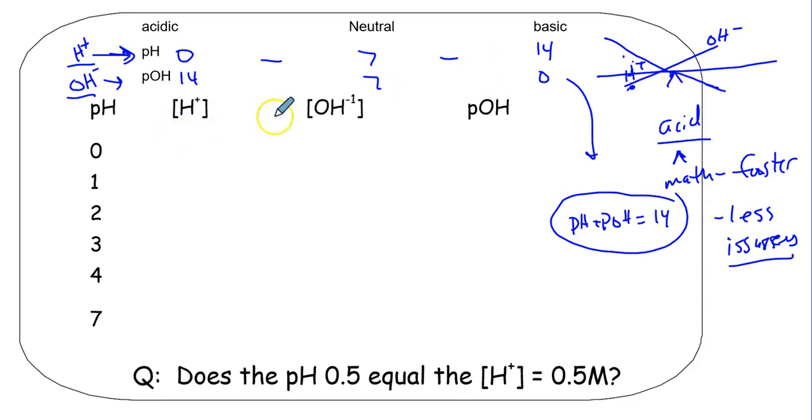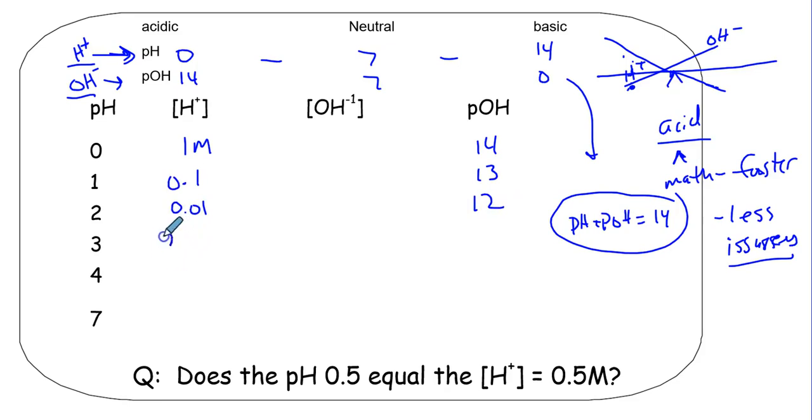Now, the pH system is based on an algorithm of exponential relation, so it's not linear. So in this case, a pH of 0 is a 1 molar concentration. And 0 is going to be 14 on the pOH scale. This is 0.1, and this is going to be 13. This is going to be 0.01, and this is going to be 12.